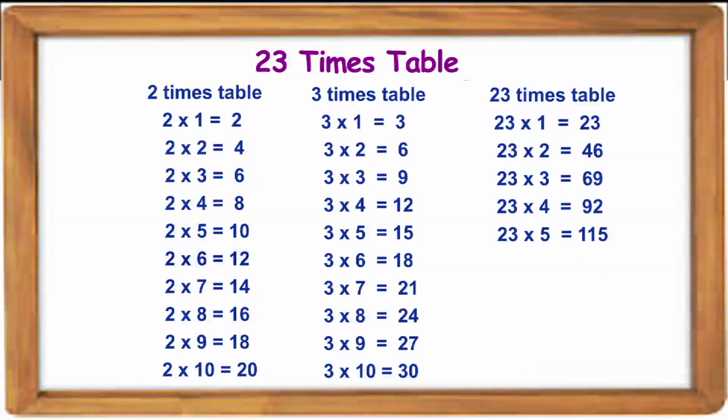Similarly, 2 6s are 12, 3 6s are 18. Now we write 23 times 6. There is 18 is here and 12 is here. Now we write units digit as 8 and we carry over 1 to 12. Now it becomes 13. Therefore, 23 times 6 is 138.